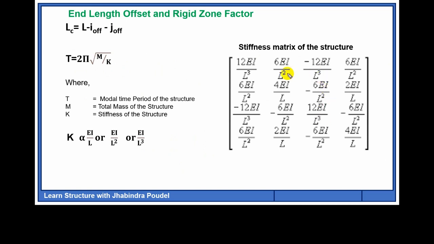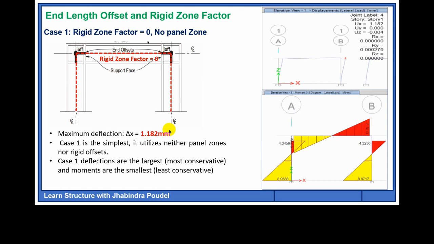In order to consider the stiffness properties of the structure, or for a realistic determination of the stiffness of the structure, the in-length offset or the rigid zone factor should be considered in the analysis. Otherwise, if we do not consider this factor, there may be alteration of the results, the deflection of the structure or the bending moment as well. So let me turn to the rigid zone factor.